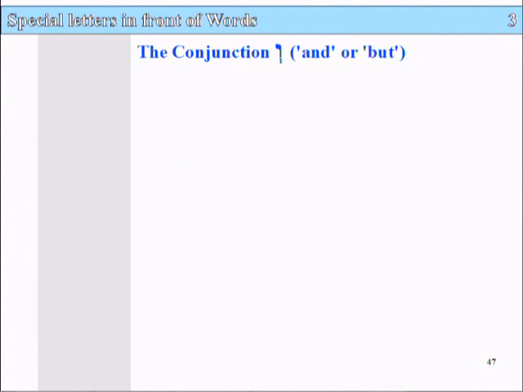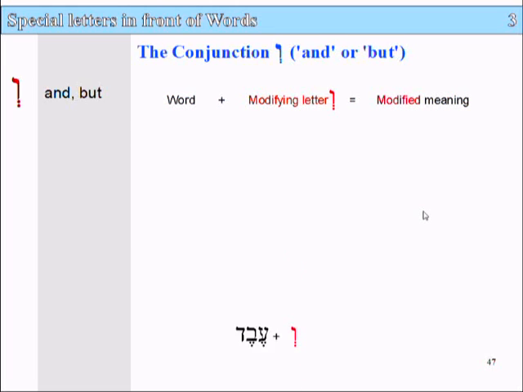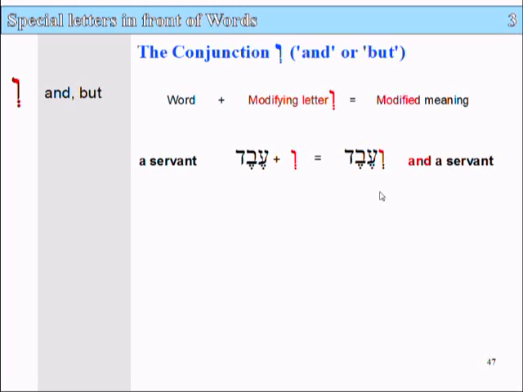Slide 47, lesson 3. Special letters in front of words, the conjunction vav, which means and or but. When we add the letter vav in front of a word, we mean and something or other. For example, the word for servant, eved, when we add the vav, means and a servant. Ve'eved. And a servant.